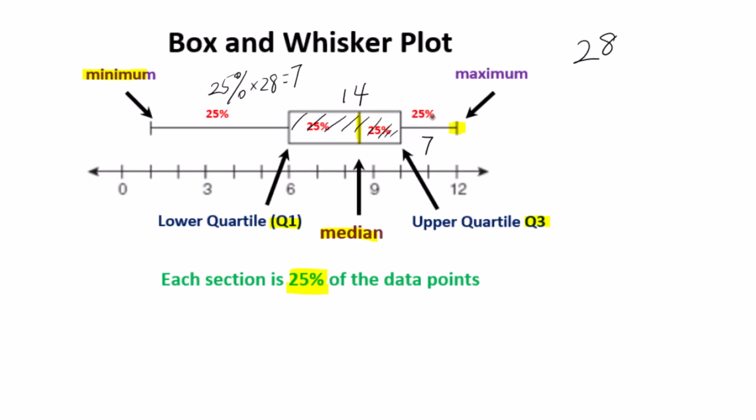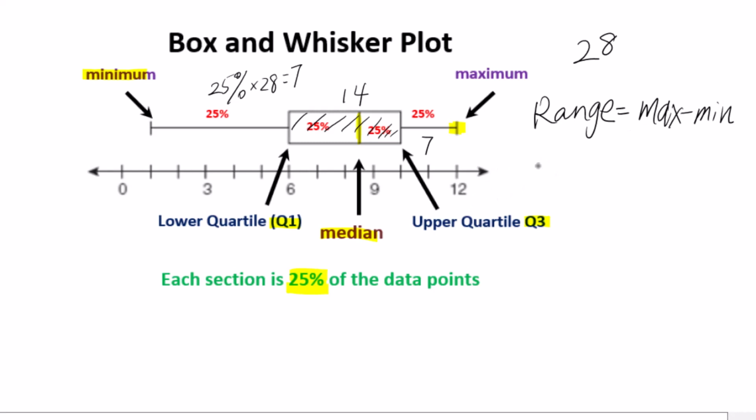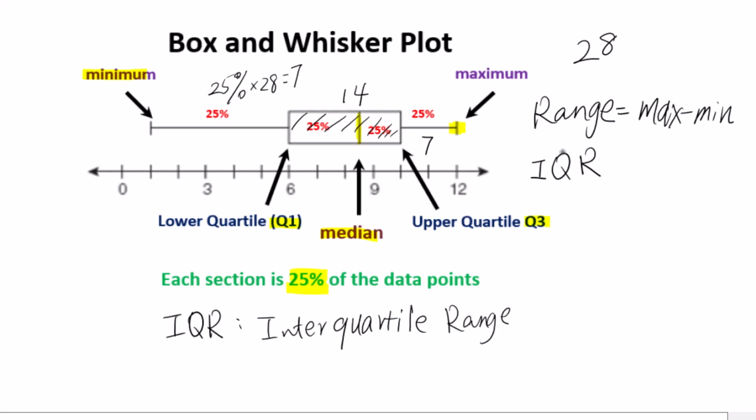Also from this whisker plot, we can figure out the range. Range equals maximum minus minimum. We can also figure out the IQR, interquartile range. The formula for IQR is Q3 minus Q1. When we want to figure out the outlier, we've got to use IQR, the interquartile range.